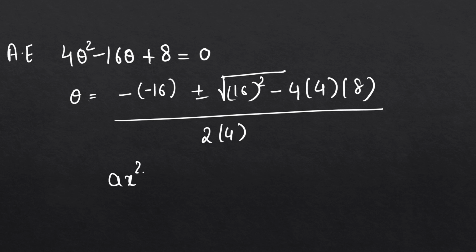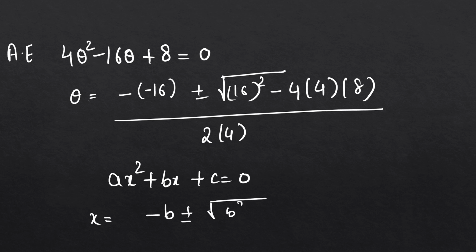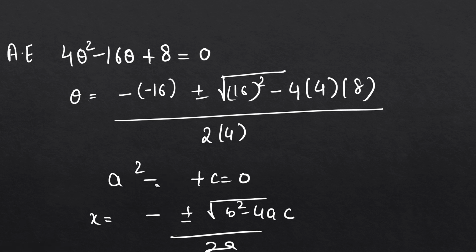If you have the equation ax squared plus bx plus c equal to 0 and you have to find a value of p, the discriminant formula says minus b plus minus square root of b squared minus 4ac, divided by 2a. So the same thing we are doing here. The value of a is taken as 4, the value of b is taken here as minus 16, and the value of c is taken here as 8. So now how can we solve further?